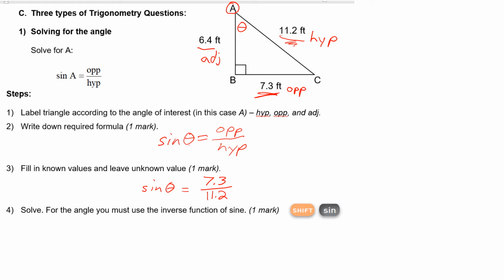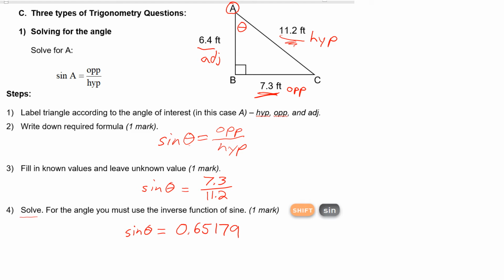Now, for the next step, we're going to solve it. So sine theta equals 7.3 divided by 11.2. I'm just going to divide them. I have a calculator right here. I push equals, and I get 0.65179. Okay? So that's what I have. Now I haven't found my answer yet. I need to find theta, and this is what sine theta equals.